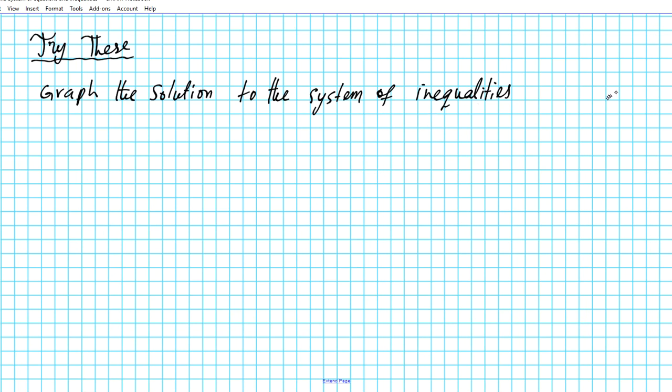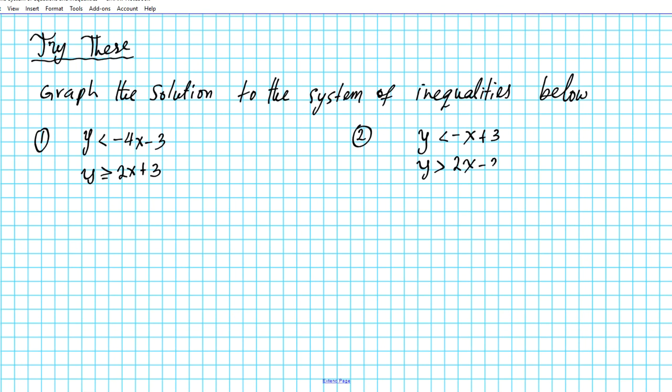Okay. Alright, so let's consider two exercises for you to try out. Number one, what if you have y is less than negative 4x minus 3 and y is greater than or equal to 2x plus 3? Number two, what if you have y is less than negative x plus 3 and y is greater than 2x minus 3? Alright, we'll give you the opportunity to pause this video presentation, try out these two problems. When you're done, click back on the play button to see what the answers are.